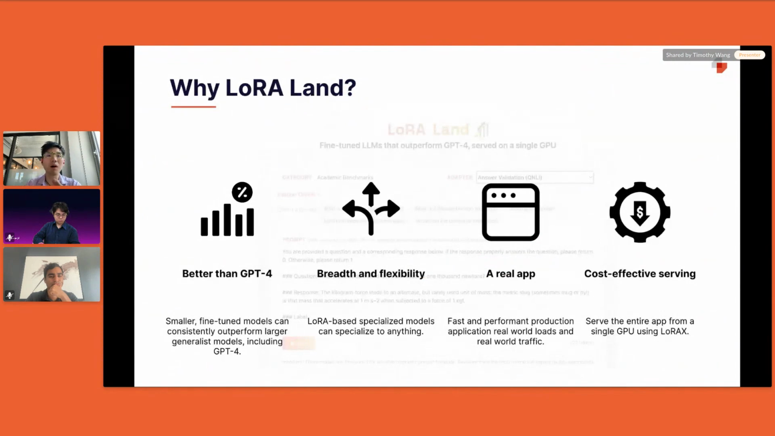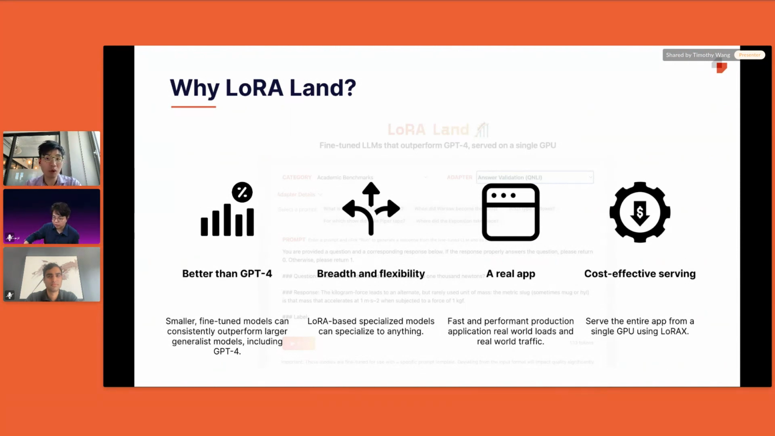One, that smaller fine-tuned models can consistently outperform larger generalist ones like GPT-4. And while this isn't really a new idea, I think this was initially started roughly around 2014, it's a point that's very much worth reiterating. Two, we wanted to show that there's a lot of flexibility in specializing a lot of small models using the same base model. This is a technique called parameter efficient fine-tuning, and specifically we're using something called QLoRA to do so, which I'll go over later.